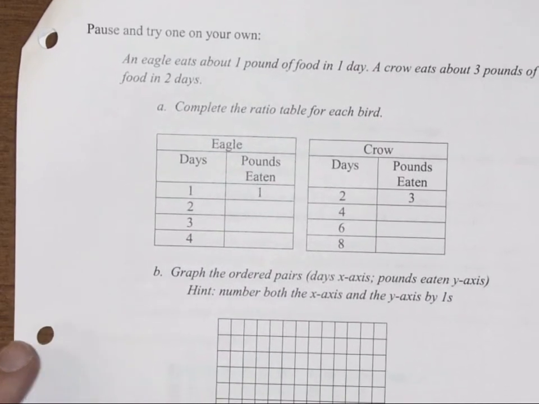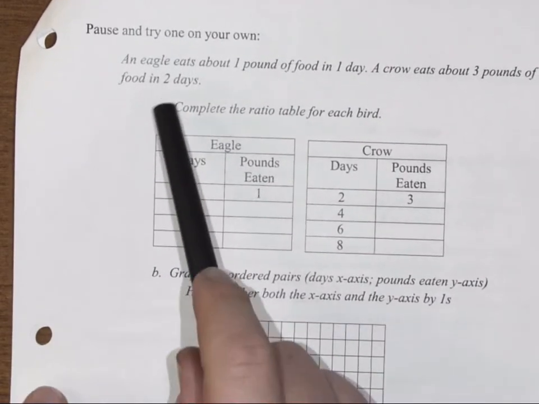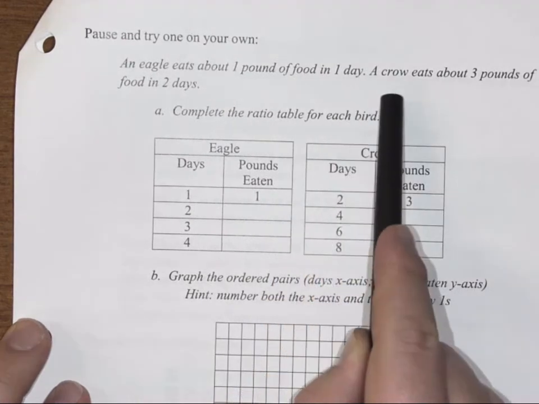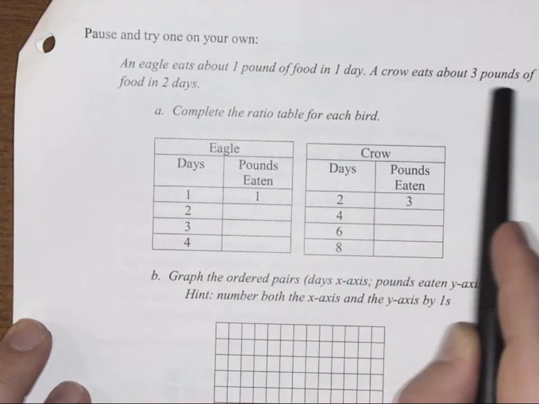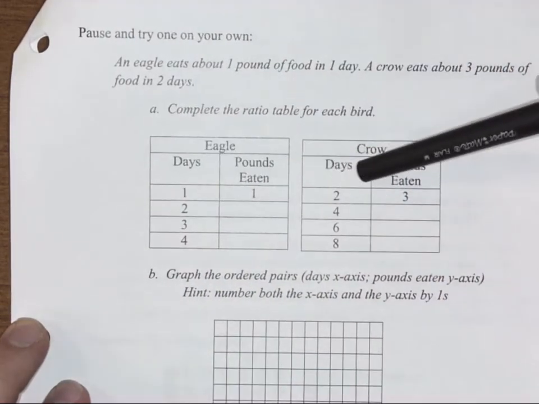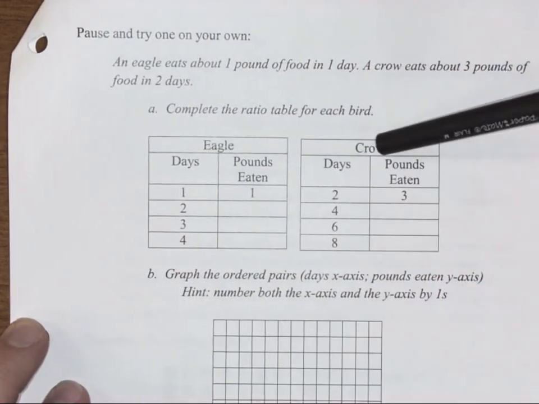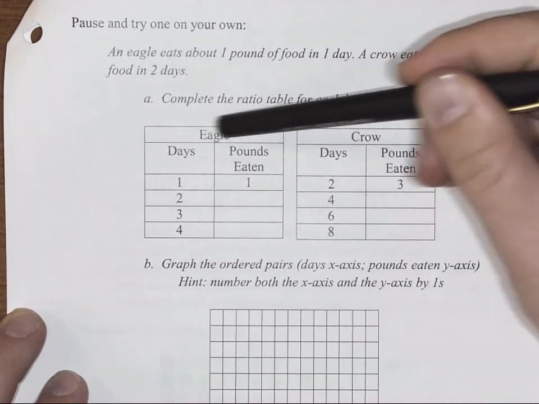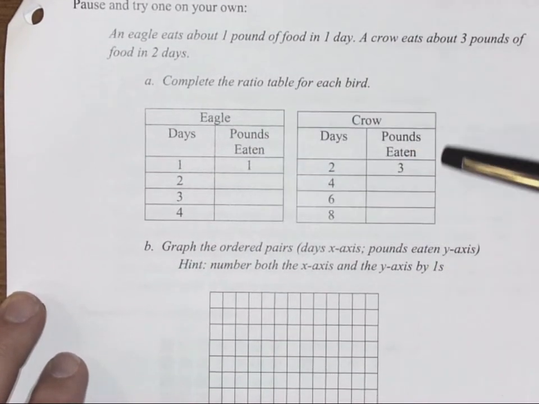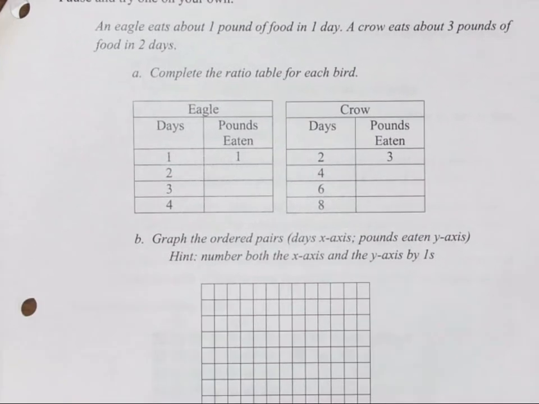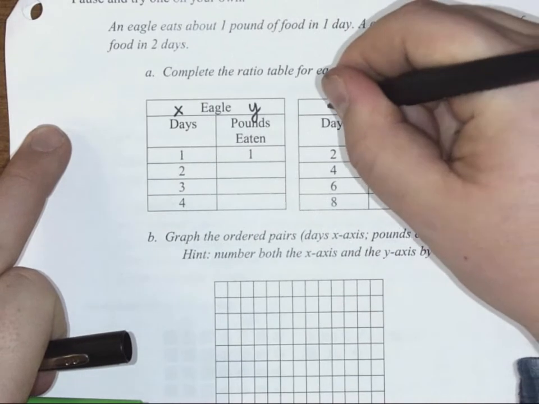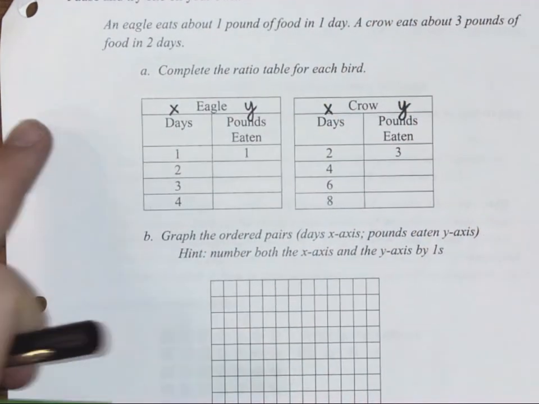Okay, remember, in this case, it says an eagle eats about 1 pound of food in 1 day. A crow eats about 3 pounds of food in 2 days. So here are the two different ratio tables of how much an eagle eats and how much a crow eats. We're going to compare these two using a graph. So first you need to complete your ratio table. After completing your ratio table, remember that this is your x, this is your y. This is your x, this is your y.